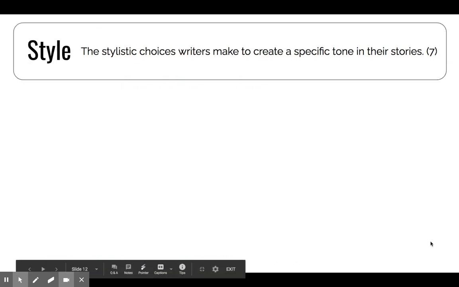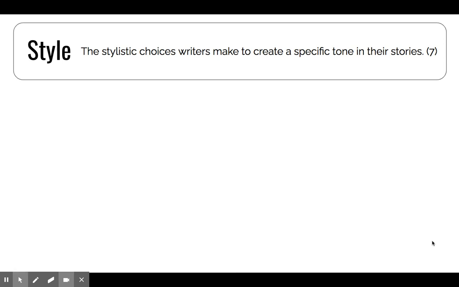Okay, next we have style. So this is more focusing on the written language with storytelling. So you'll find that this is something you can analyze specifically. If you're looking at film, this is going to be something you'll analyze with either looking at the script or screenplay, or maybe having subtitles on when you're watching it. So this is the specific stylistic choices that writers make to create specific tone in their stories. It's all about, again, the writing itself.